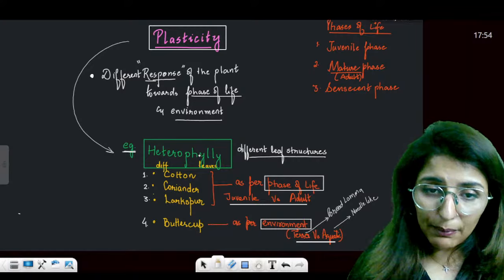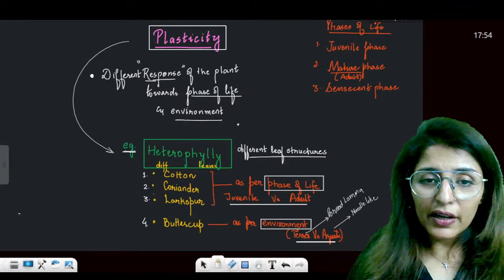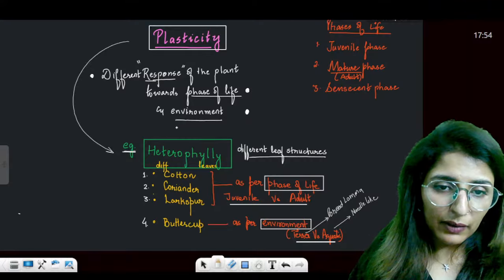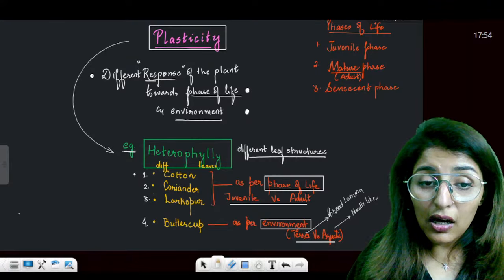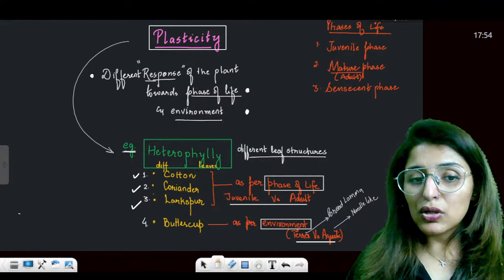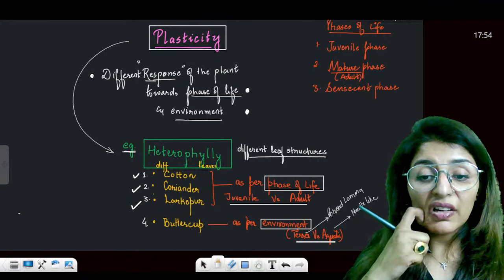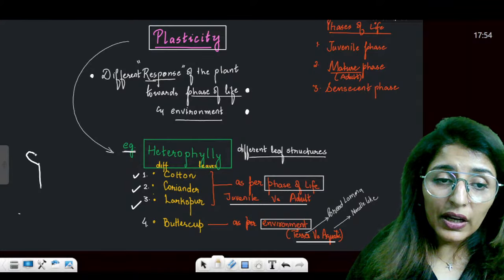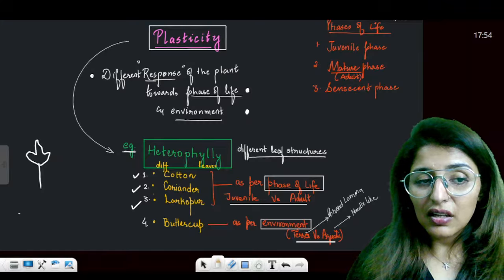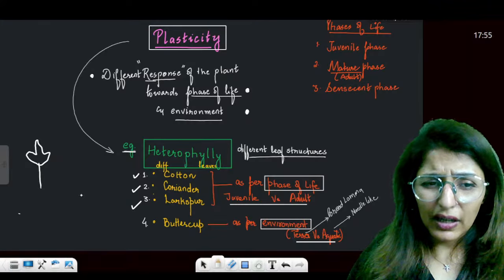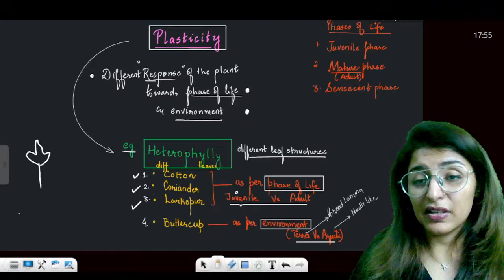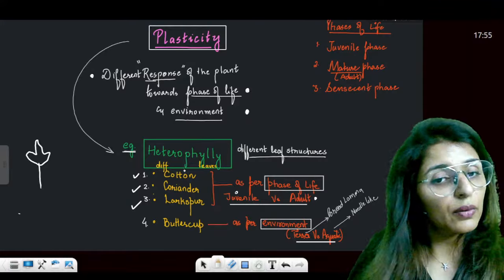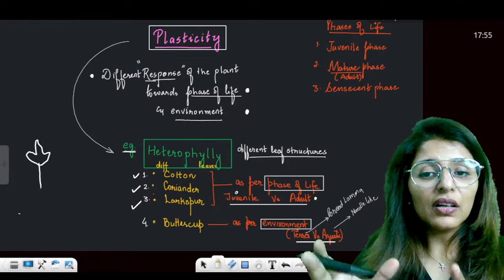Is that clear? Plasticity or heterophily can be seen under two conditions: different phases of life and different environments. Now there are different examples. See, cotton, coriander, and larkspur. These three plants will produce different types of leaf during different phases of their life. They'll have this less dissected kind of leaf in their early phase, in their juvenile phase. But once the plant is adult, it will have more dissected leaf. So this changes with the phase of life.